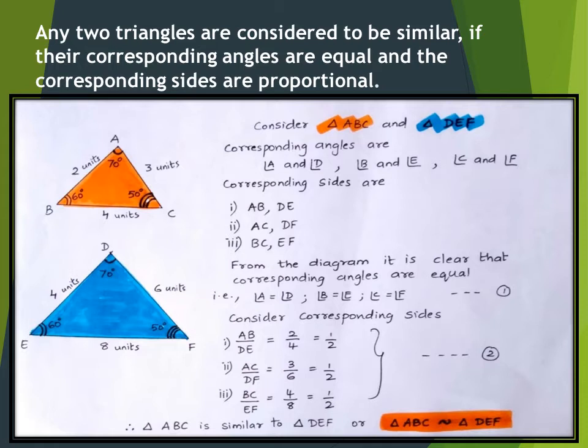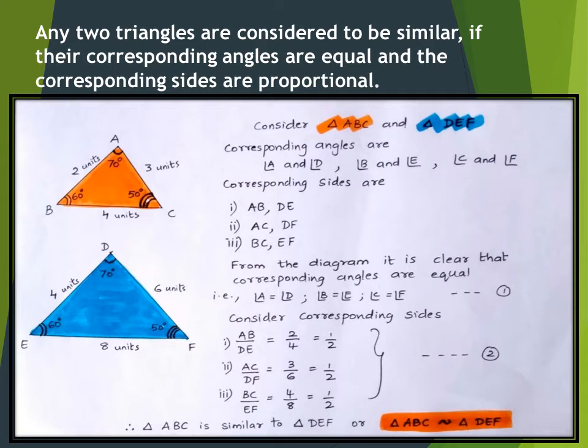Now you should check whether these sides are proportional or not. The angles in the diagram are already shown to be equal, so you need not think more about that, because I am explaining when you can say two triangles are similar. The first condition is that corresponding angles should be equal. Here angle A and angle D are 70 degree each, angle B and angle E are 60 degree each, and angle C and angle F are 50 degree each. So the corresponding angles are equal. Now you should check only the corresponding sides.